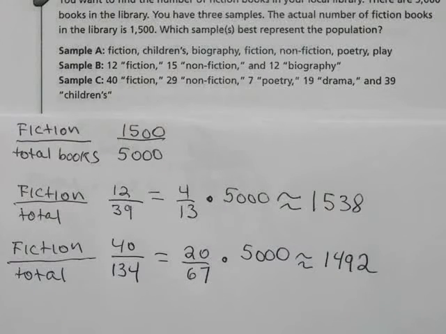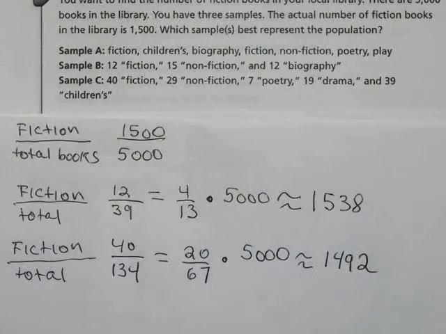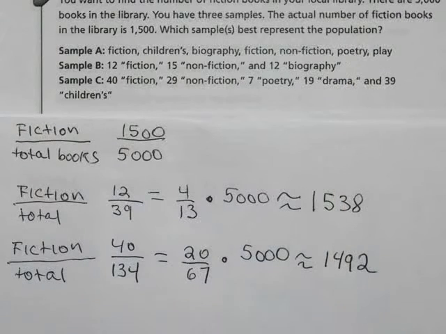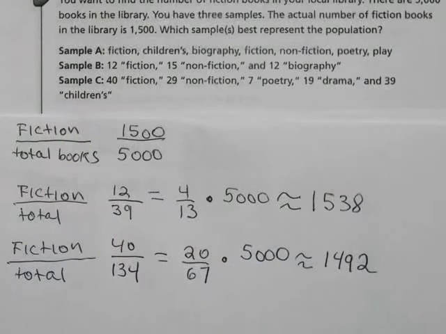In other words, 1,492 is a lot closer to 1,500 than 1,538. So, which sample best represents the population? Well, according to our calculations, the answer would be sample C. And that would be our answer.